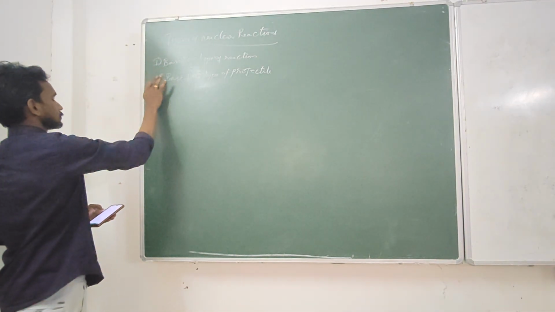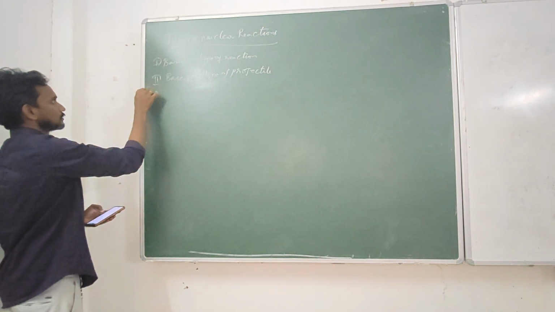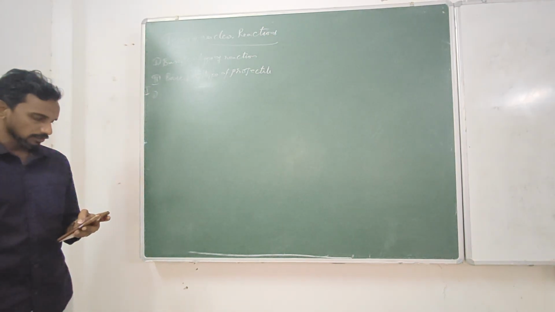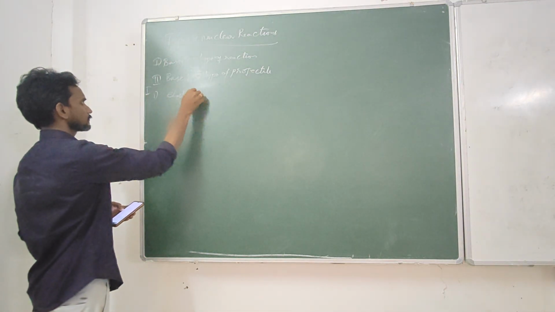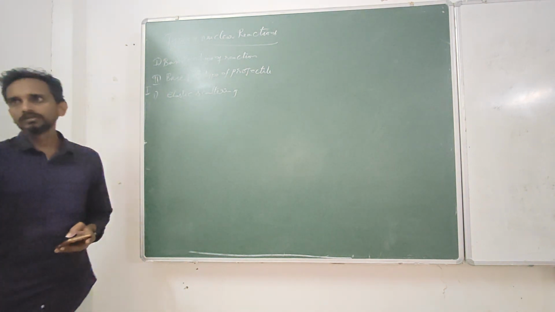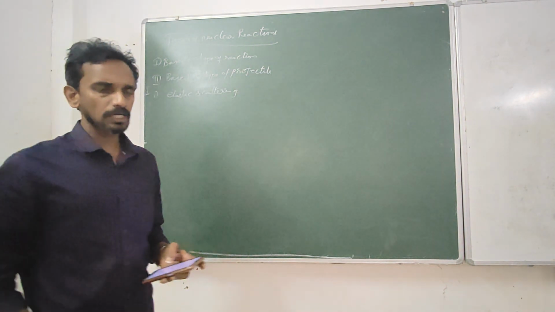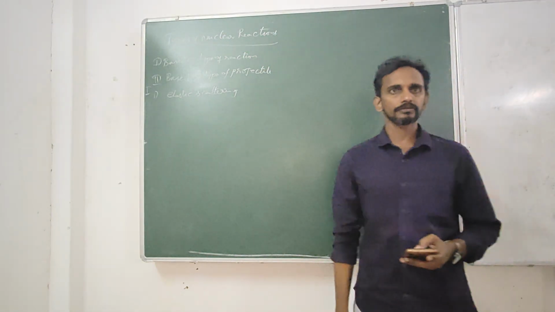So the first one is based on type of reaction. So I call this as 1 and 2. So based on type of reaction, the first type is elastic scattering. So here projectile and target will keep their identity.